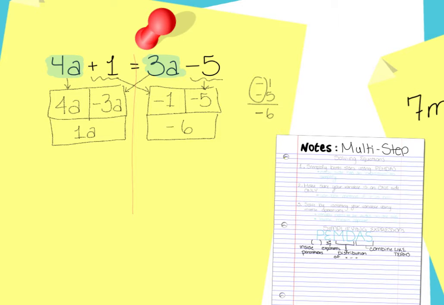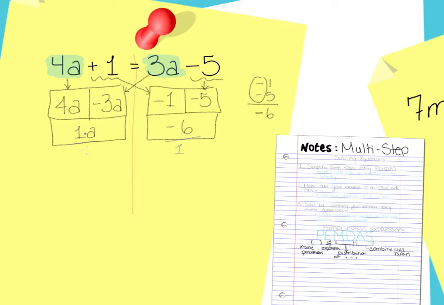At this point, you have a one-step equation. Usually with the box method, whatever number is next to your variable is being multiplied, so you would then divide it. Right here, I could also just stop and say 1 times a is a, so a equals negative 6. But I could also do the step of dividing by 1 on both sides.